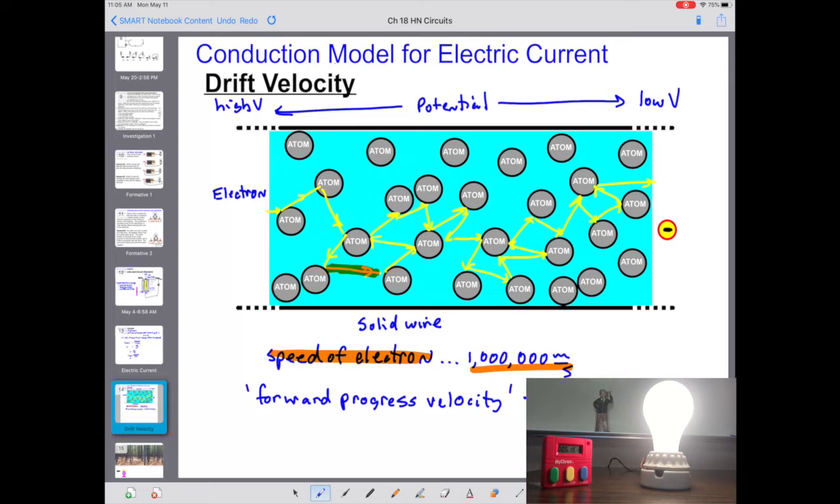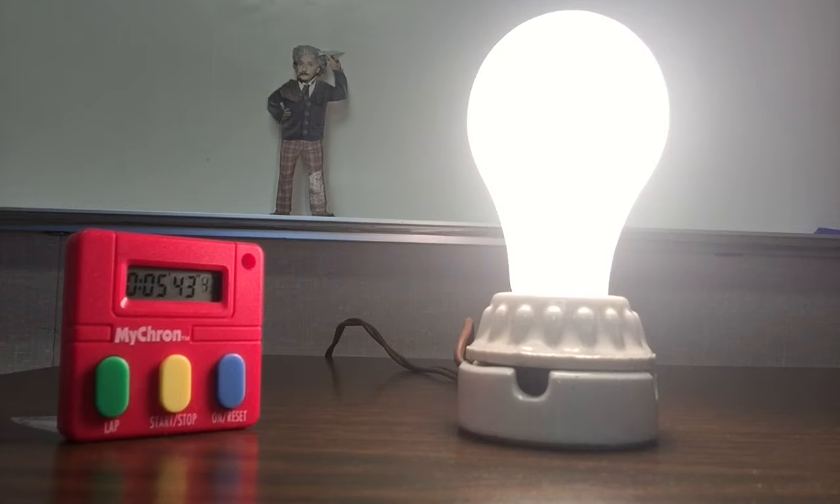The very irregular path means that electron does not go very fast in that forward direction. That forward progress velocity, or drift velocity, for a typical wire is somewhere in the neighborhood of 1 millimeter per second. So it's not making progress forward very fast at all. If we ponder back to the light bulb and the stopwatch, none of the electrons have made it yet to the light bulb from the outlet because they just don't move that fast.